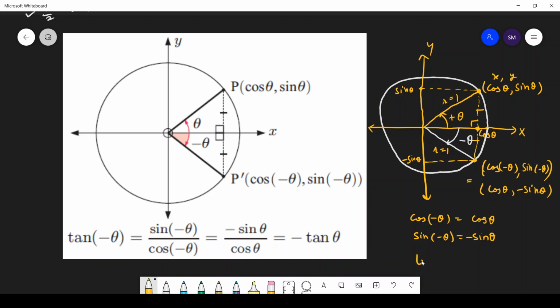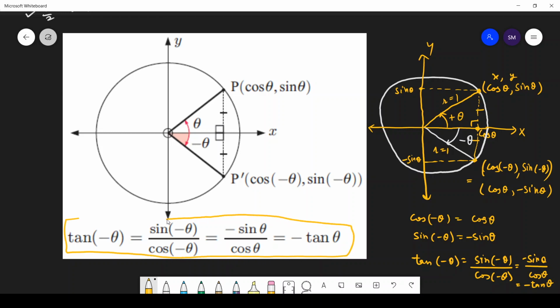And what about tan minus theta? So tan minus theta is equal to sine minus theta upon cos minus theta. And what is sine minus theta? That is equal to minus sin theta. What is cos minus theta? That is equal to cos theta. And the result you get is minus tan theta. So this is what is written over here. So tan minus theta is equal to minus tan theta.